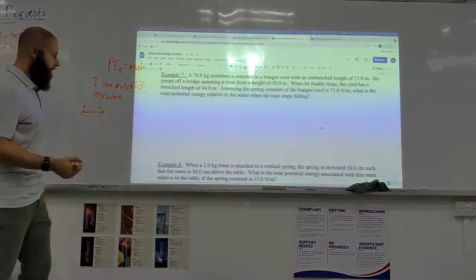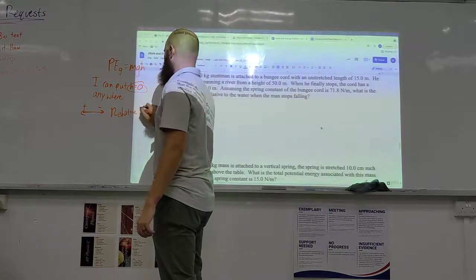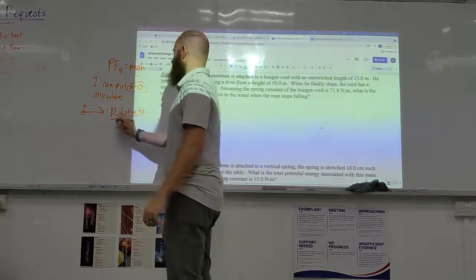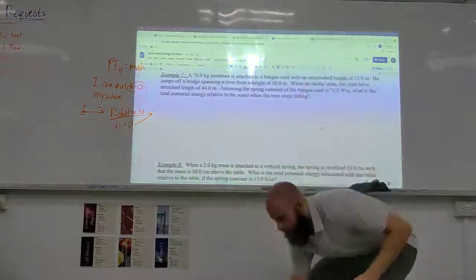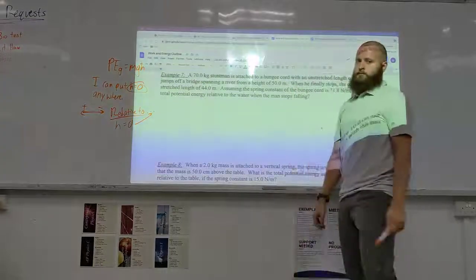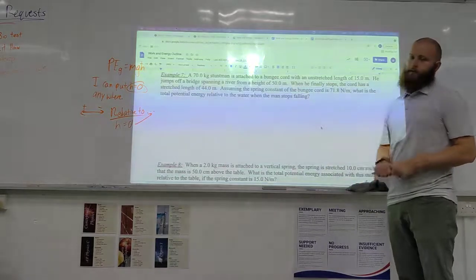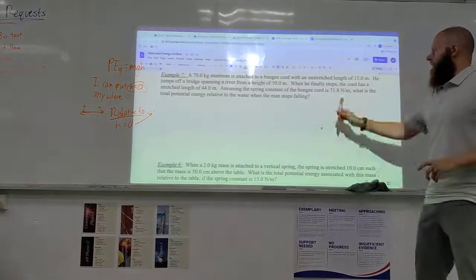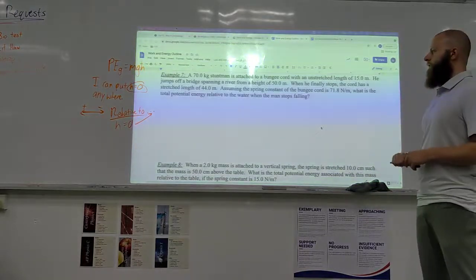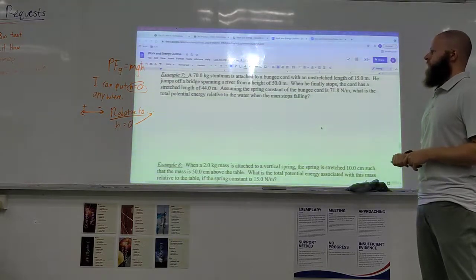But if the problem says relative to something, this means h equals 0 at this spot. If it says relative to the floor, that's going to be 0 for this problem. Relative maybe to a table or something, that's going to be h equal to 0. In class, we'll talk more about that, but let's go ahead and look at this question. We have a 70 kg stuntman attached to a bungee cord with an unstretched length of 15 meters. He jumps off a bridge spanning a river from a height of 50 meters.